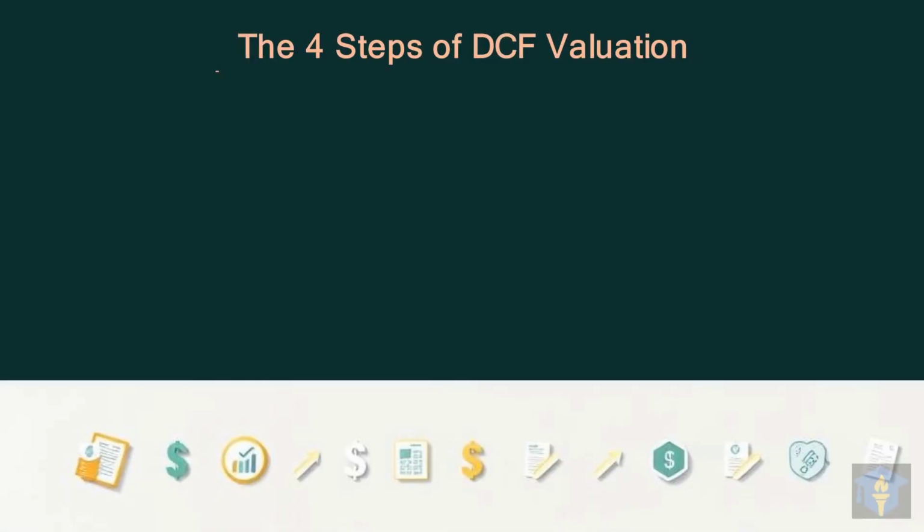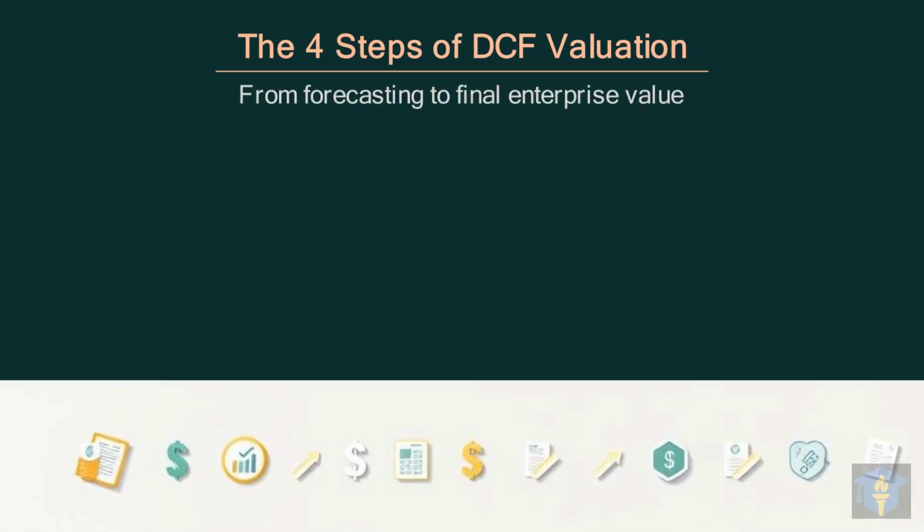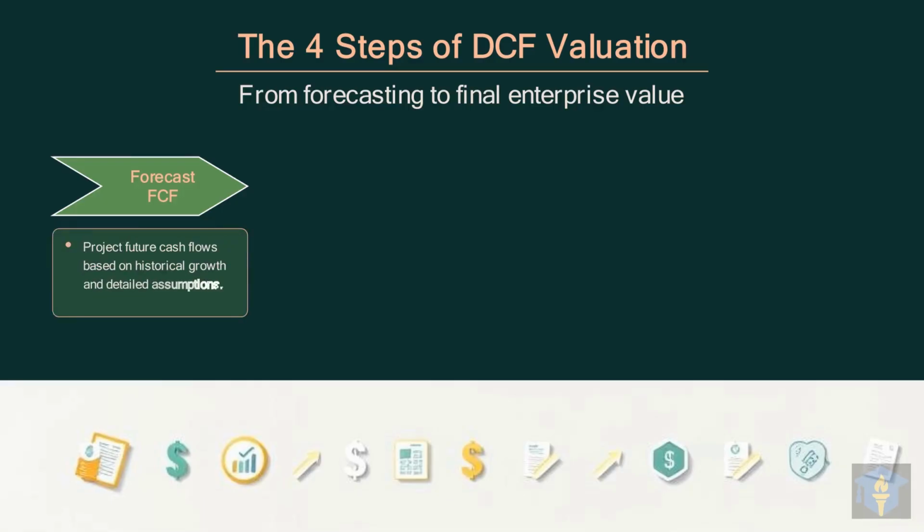Let's walk through the 4 essential steps involved in a discounted cash flow, or DCF valuation. We'll cover the journey from initial forecasting all the way to determining the final enterprise value. The first step is to forecast the free cash flow, or FCF, for future periods. We project these future cash flows based on historical growth patterns and detailed assumptions.